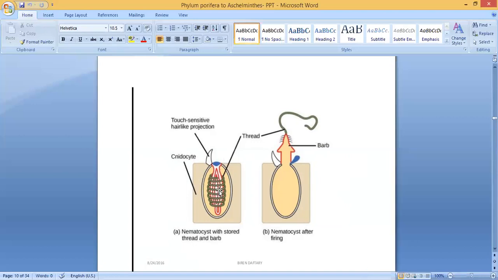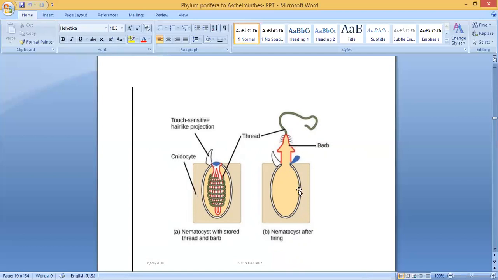Then what is the use of this thread and barb? Usually you can see they have very fine hair-like structures. They are touch-sensitive hair-like projections. If any obstacle is coming in its way, it is very sensitive in nature and can easily identify it. So once it gets the sensation, immediately what will happen? This nematocyst, which contains the thread and barb, will come out.